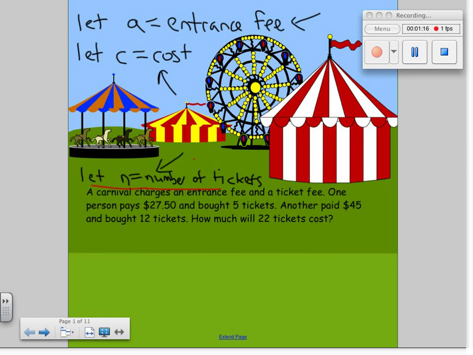So the way this is going to work is the cost is equal to the slope times the number of tickets bought. Actually, I said n for the number of tickets, n, plus whatever the entrance fee is, A. And now we're going to figure this out based on the slope formula that we've used before. So let me set that up.